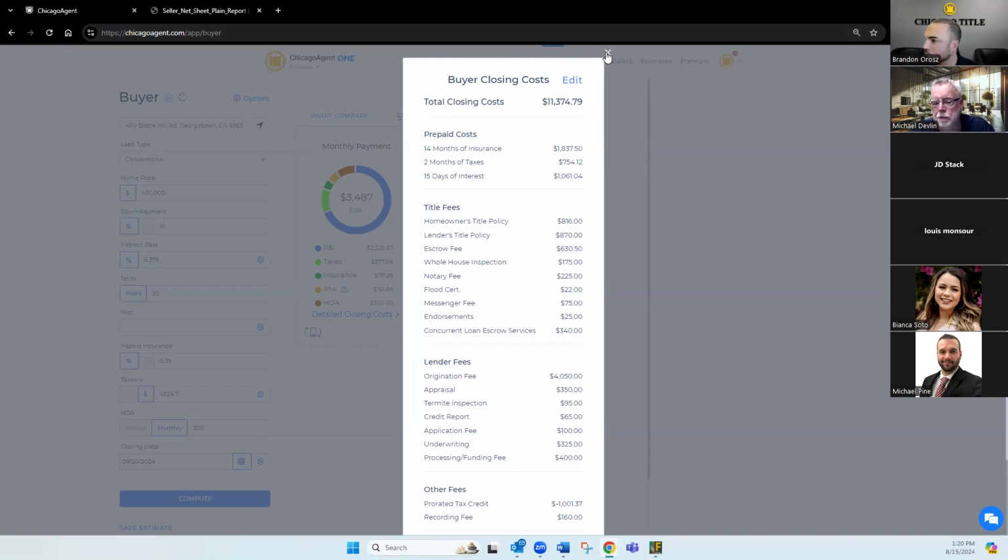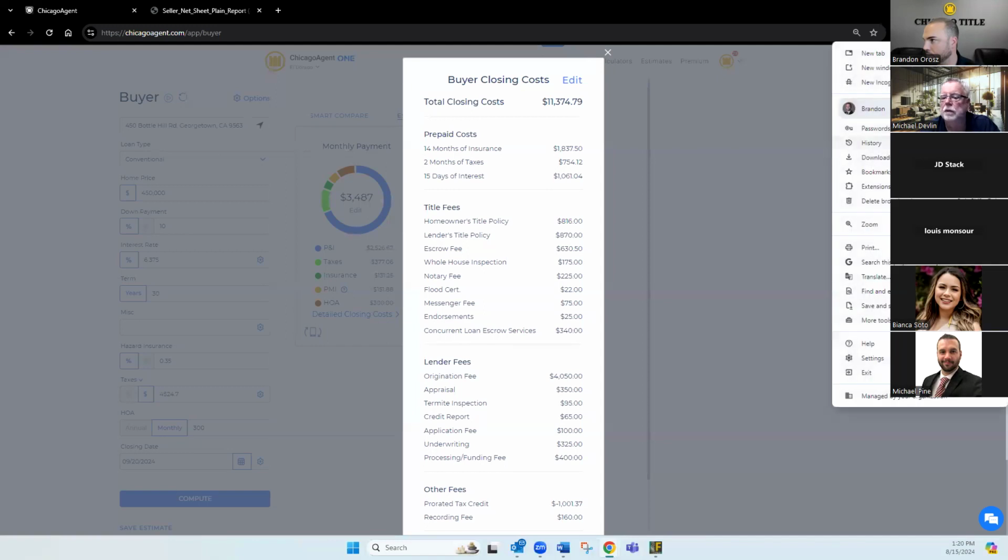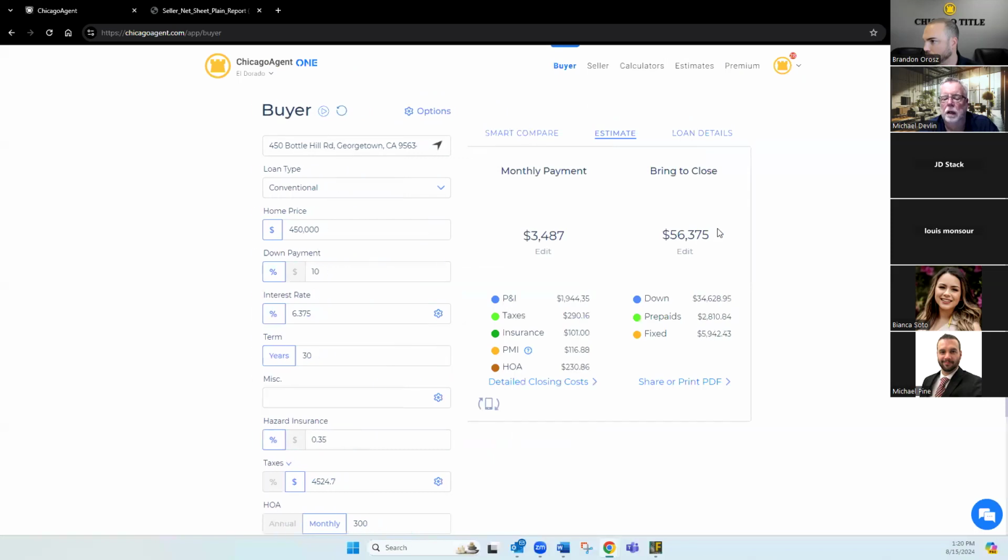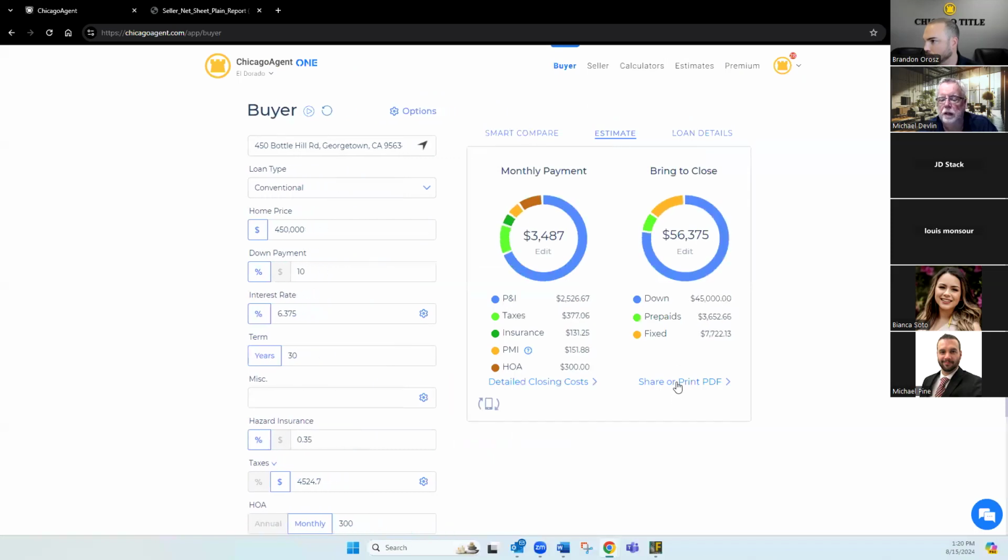$11,374 is closing costs, but doesn't include down payment. All right. Let's close this. Just pick one of the formatted ones. Okay. And I would pick, yeah, that's fine.